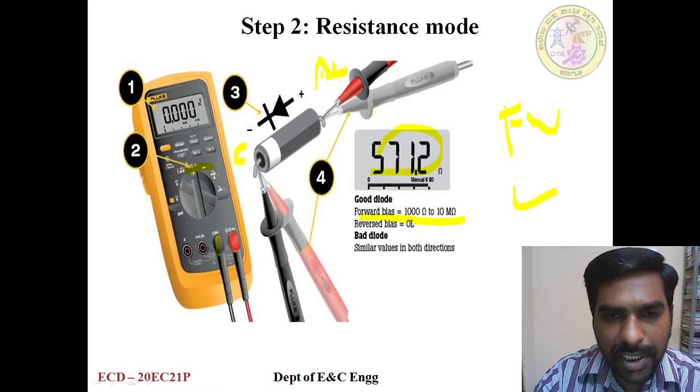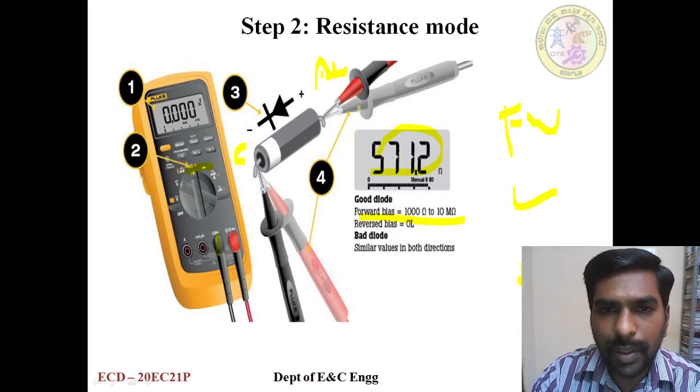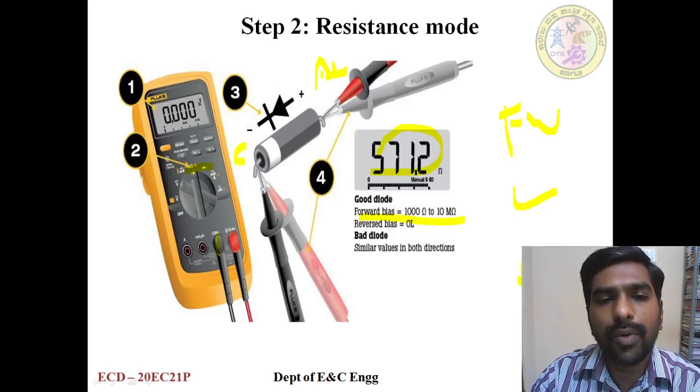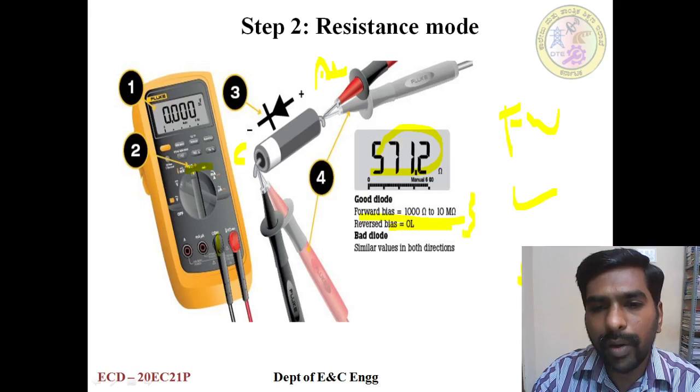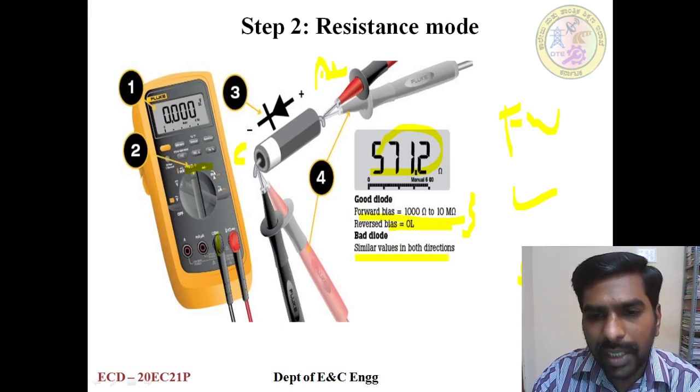And you just interchange, that is called reverse resistance. The anode is connected to negative and the cathode is connected to positive. You will get OL, which indicates it's a good diode. If it fails in both cases, then you can say it's a bad diode.